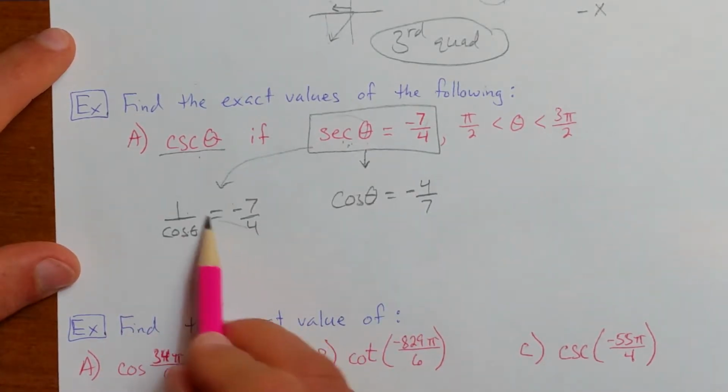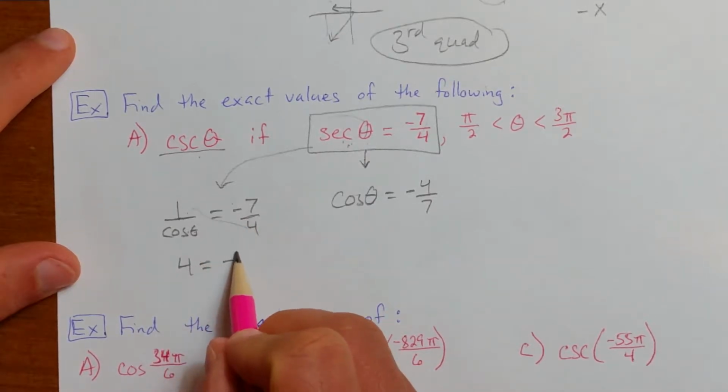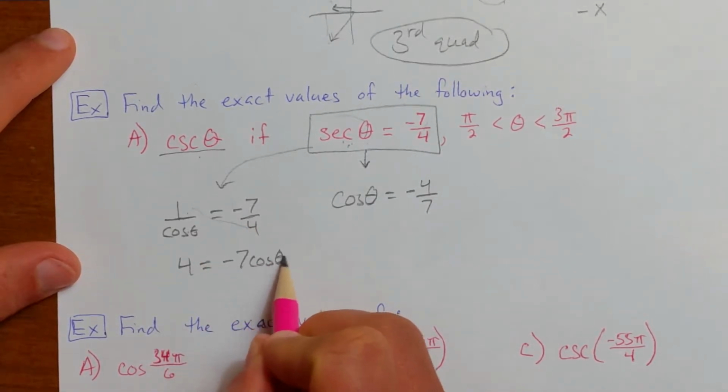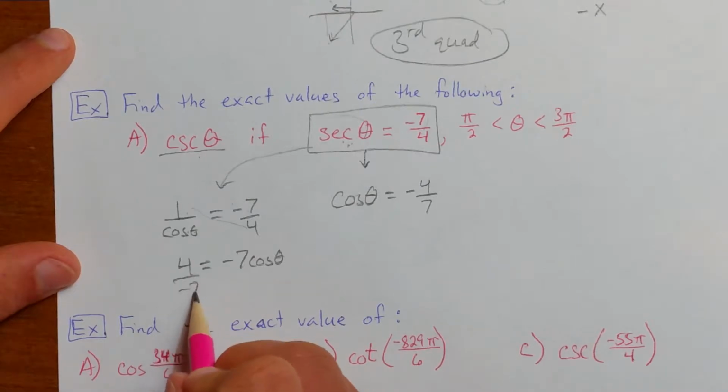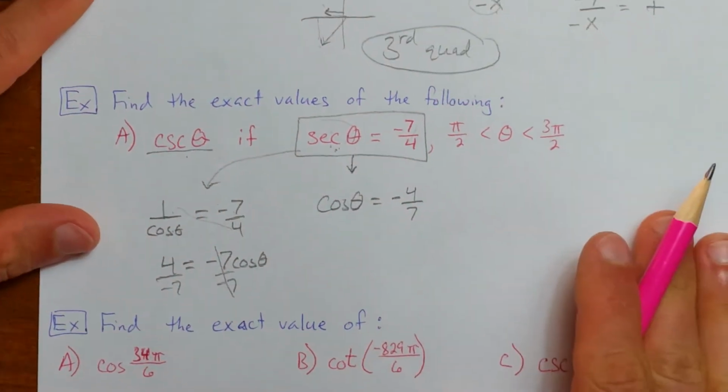Imagine this is just an x and you cross multiplied. You would have 4 is equal to negative 7x, or again, it's really cosine. And then you divide by negative 7. And now the cosine is equal to negative 4/7. So that's what we're doing. You're basically taking the fraction and flipping both sides.